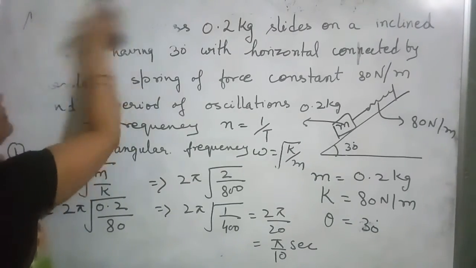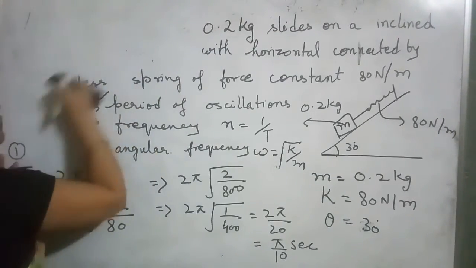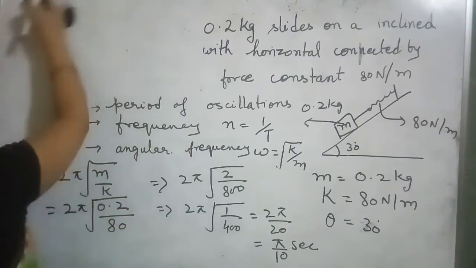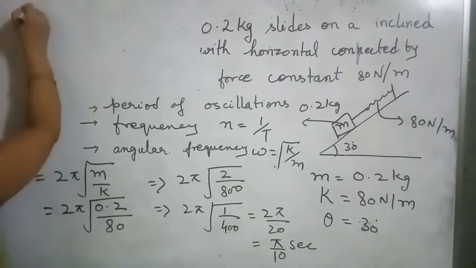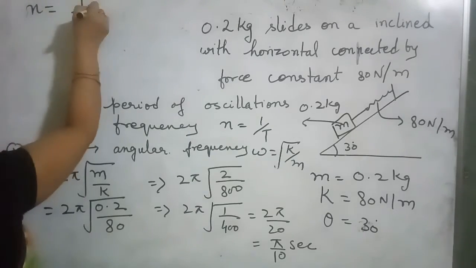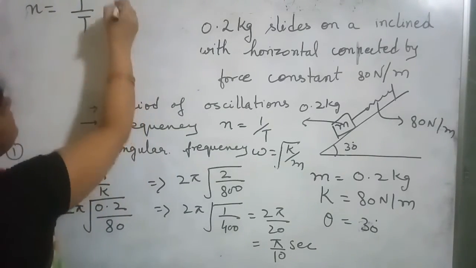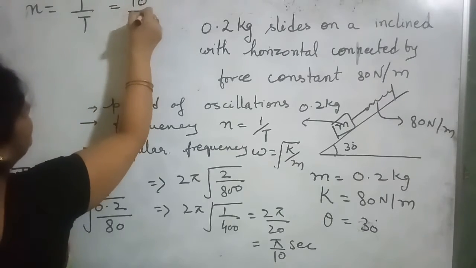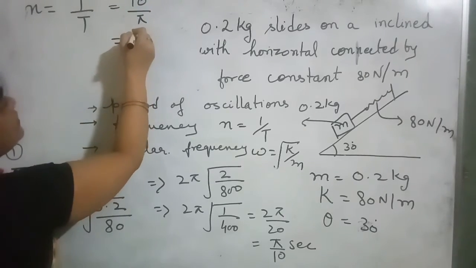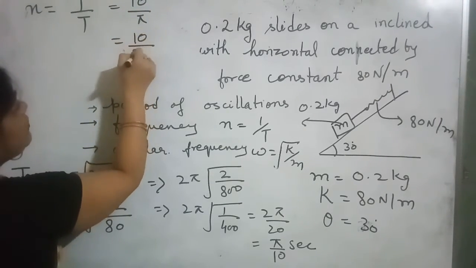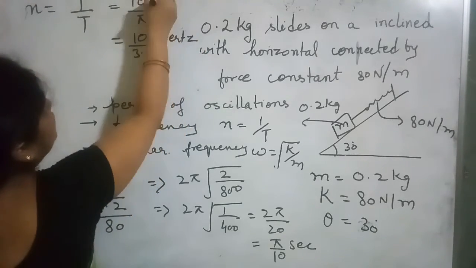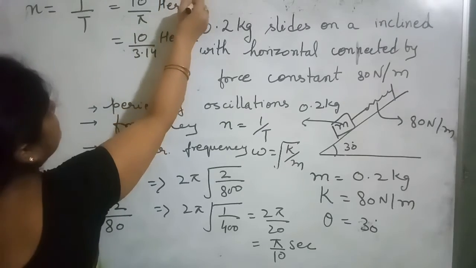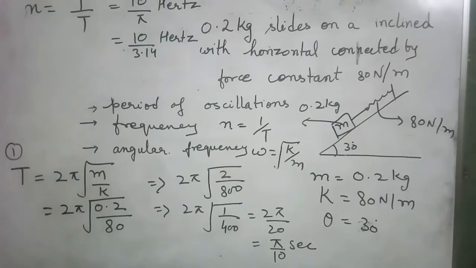Now how will you find the frequency? For the frequency, we just reverse the time period, or we can also use the formula 1 by T, so it becomes 10 over pi. You can solve it as 10 by 3.14 and the unit is hertz. Clear? Because it is frequency.